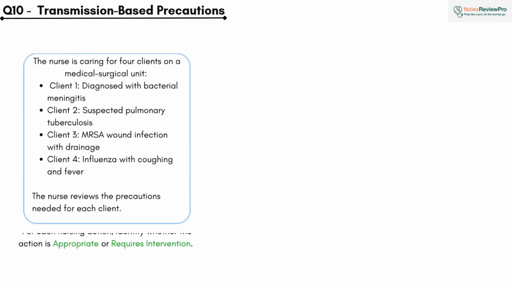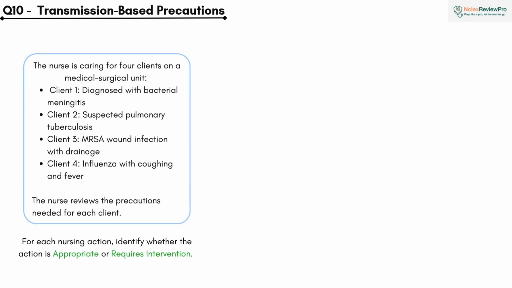Question 10. NGN type matrix grid. Transmission-based precautions. Clinical scenario. The nurse is caring for 4 clients on a medical surgical unit. Client 1 is diagnosed with bacterial meningitis. Client 2 has suspected pulmonary tuberculosis. Client 3 has an MRSA wound infection with drainage. And Client 4 has influenza with coughing and fever. The nurse reviews the precautions needed for each client.